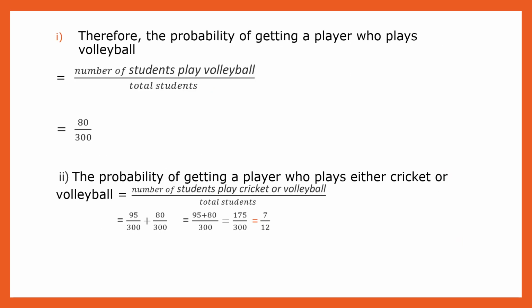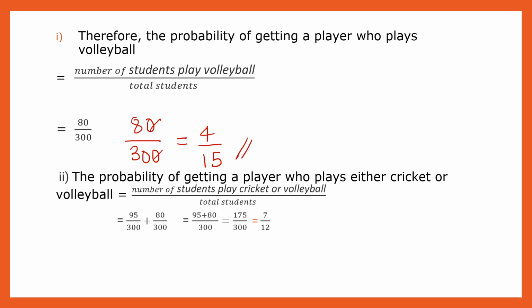The first is the probability of getting a player who plays volleyball. The formula would be the number of students who play volleyball divided by the sample space, which is the total students. There are only 80 students who play volleyball, divided by the total students, which is 300. Alright, reduce this and we get the answer as 4 by 15. Yes, this is my probability.